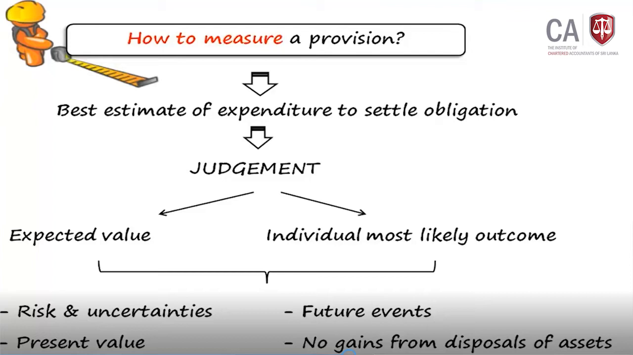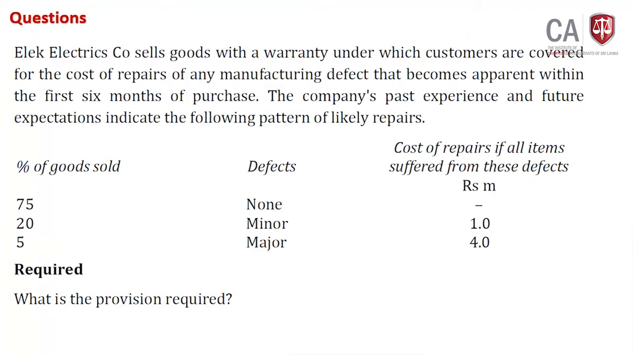Based on judgment, you can calculate provision using the expected value method or the individual most likely outcome. Since the obligation settles in the future, it always has risk and uncertainties. It will happen in the future, therefore it's a future event. Since it's a future event, you have a present obligation, so you have to calculate the present value of that obligation, and any gain from disposal of assets will not be considered for measuring provisions. Clear? Look at this example.